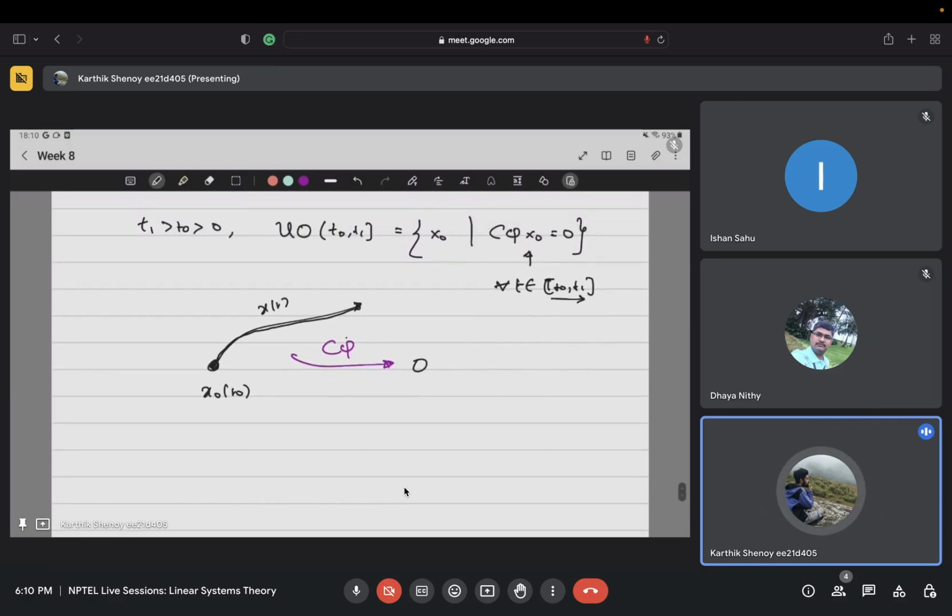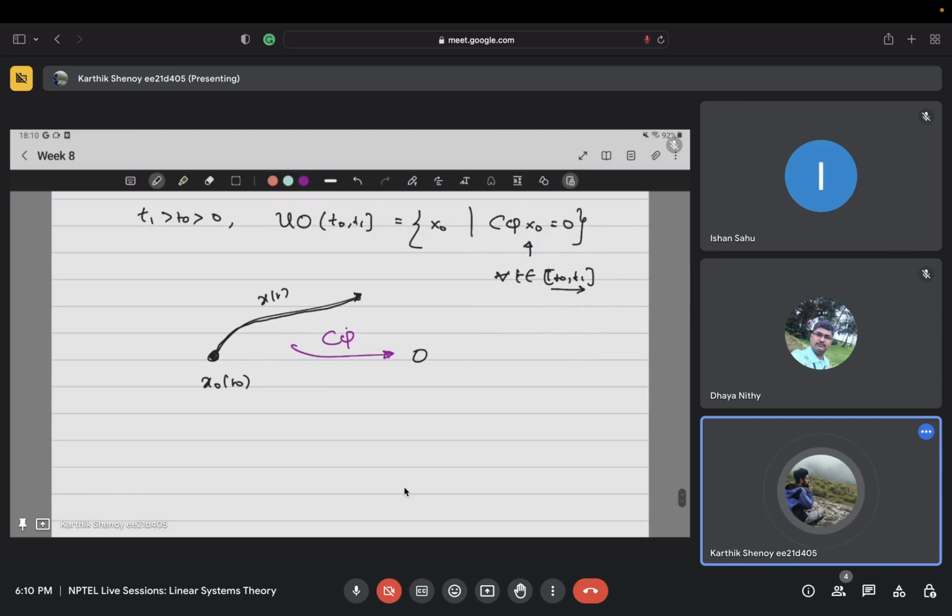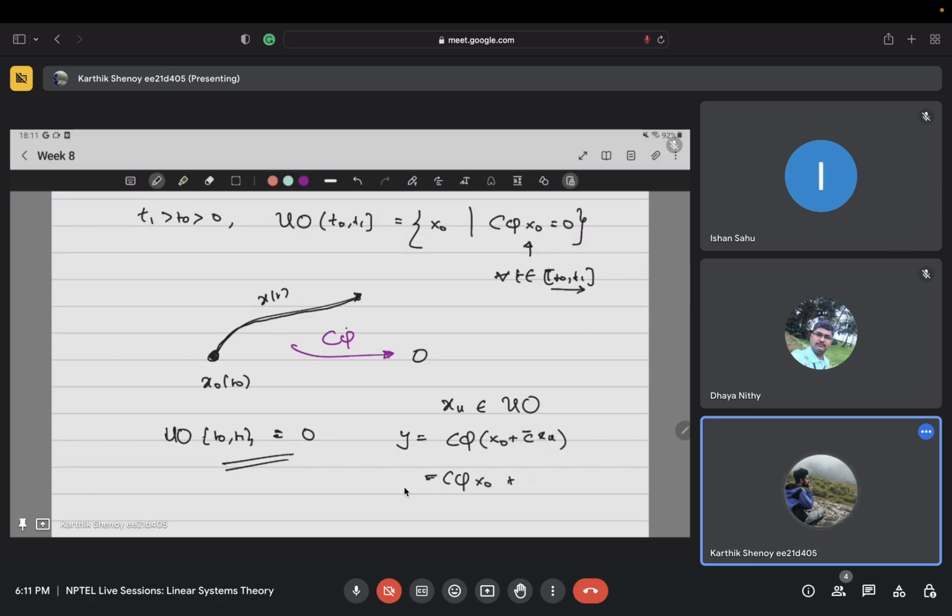So when can you say the system is observable? When the unobservable subspace is nothing but the origin. Why is that? Let's say there is some unobservable vector, a trajectory inside this unobservable subspace. Now if you want to estimate y equal to C phi x naught plus some linear combination of xu, what do you get? You get C phi x naught plus alpha C phi xu. Now we know xu belongs to this set, which means this is 0.